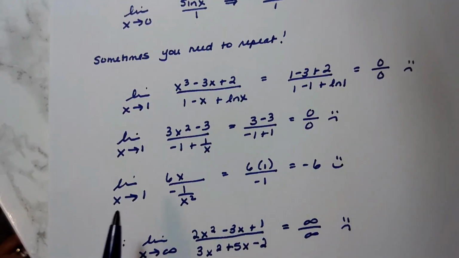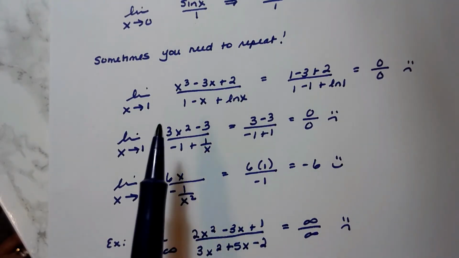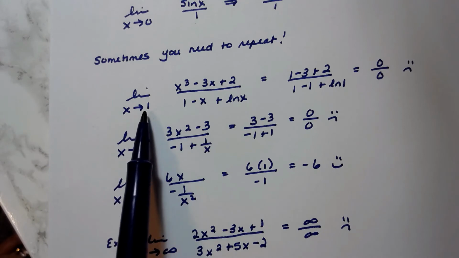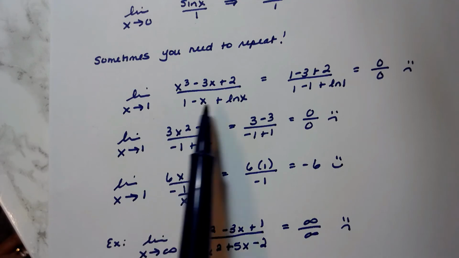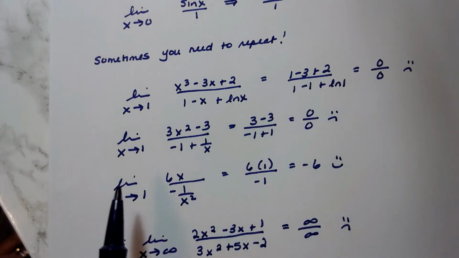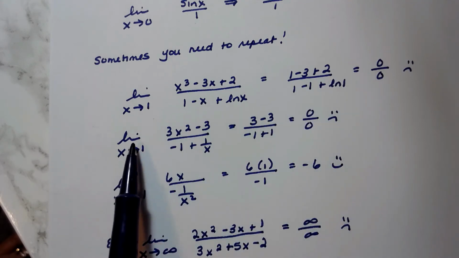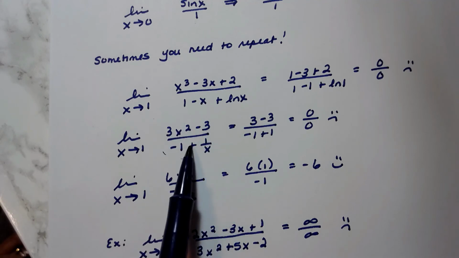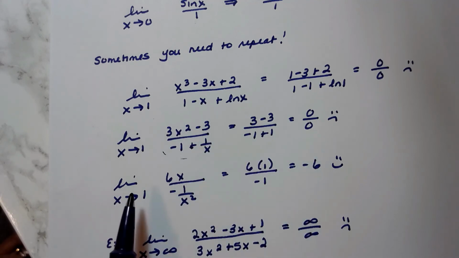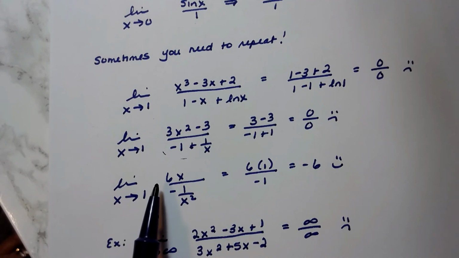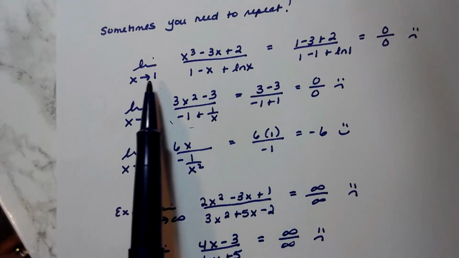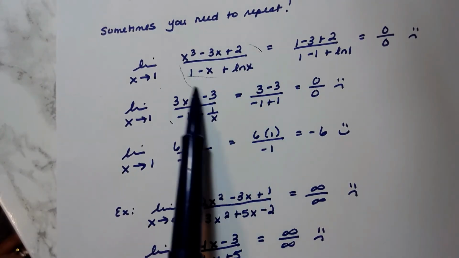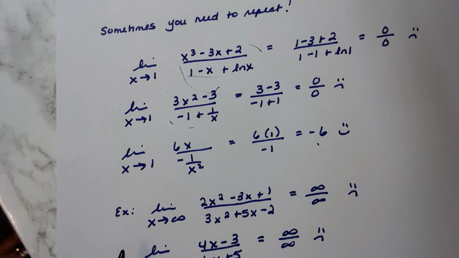Here's a few examples of repeated use of L'Hopital's rule. Here, the limit as x approaches 1. If I plug in the 1, well, I'm going to have 0 over 0. So I went ahead and took the derivative of the top and the bottom, plugged my 1 in, still got 0 over 0. That means I can repeat it. Took the derivative of the top again, got 6x over the bottom, plugged in my 1, and now I see that the limit as x approaches 1 of this function is equal to negative 6.